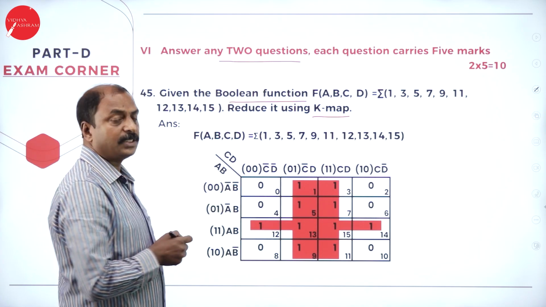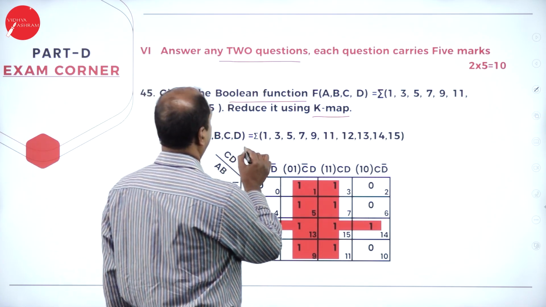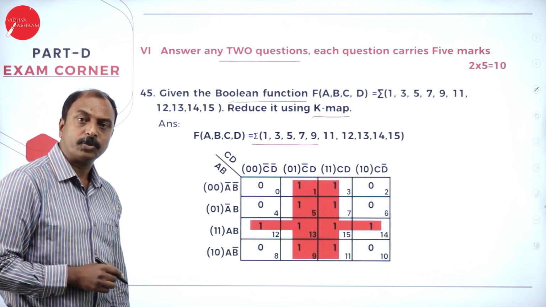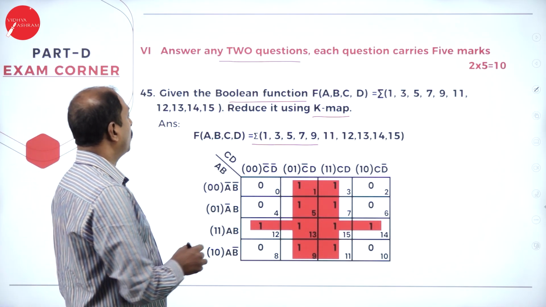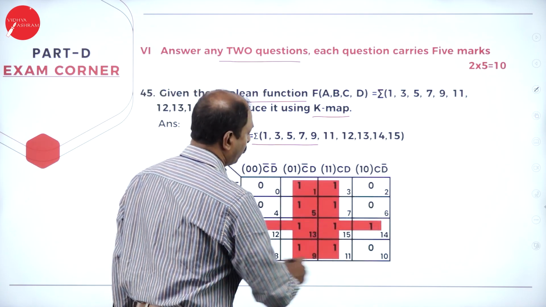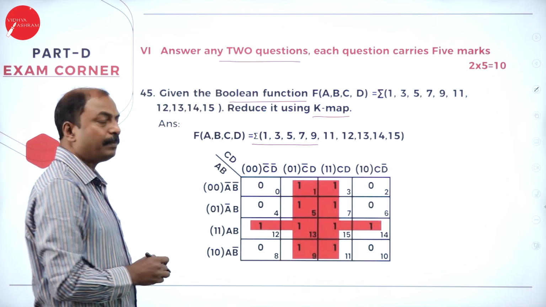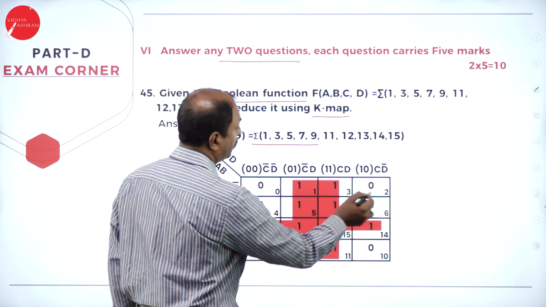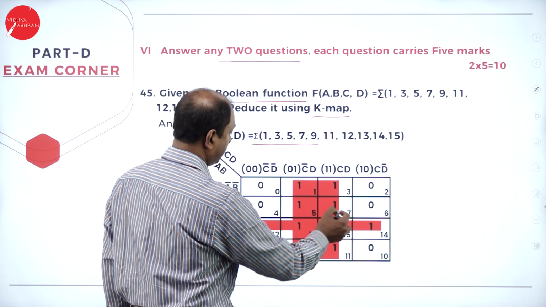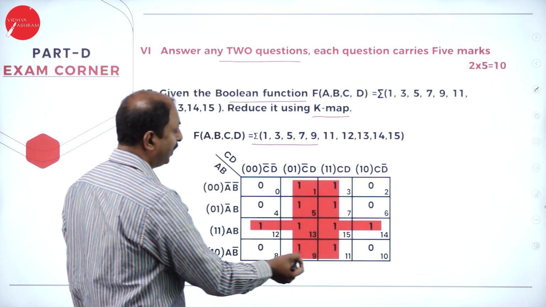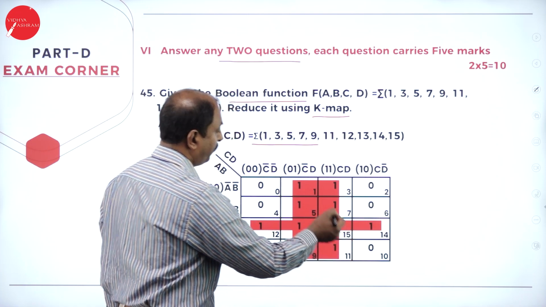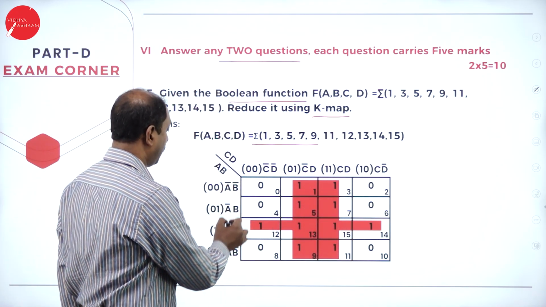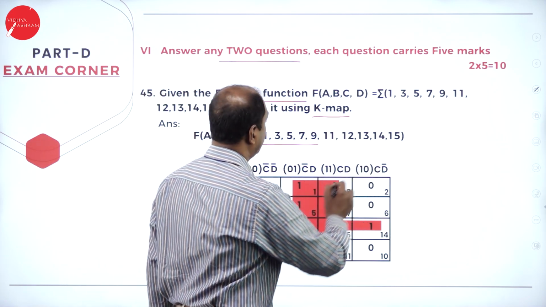The first step is to write the given function, copying exactly as it is without any mistake from the question paper. Next, draw a K-map. It is a 4 variable K-map. There are 16 squares, and you know how to number it: 0, 1, 2, 3, 4, 5, 6, 7, 8, 9, 10, 11, and 12, 13, 14, 15. Then we have to write the variables properly. So these are the variable distributions on rows and columns.